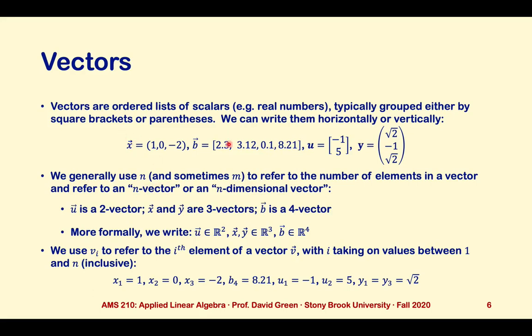So if we look at the examples here, u, this vector here, has 2 elements. It's a 2 vector. x and y both have 3 elements. They are 3 vectors. b has 4 elements. It's a 4 vector.